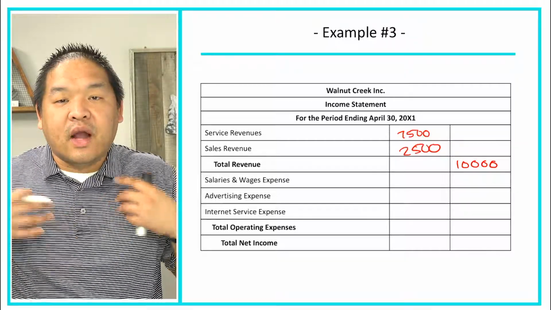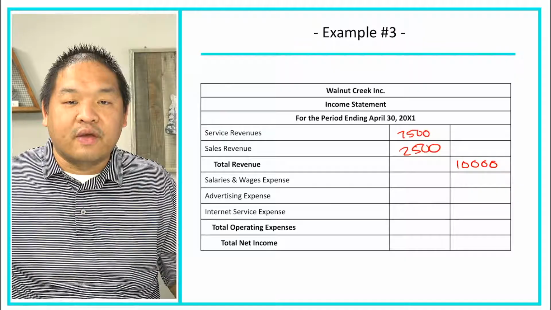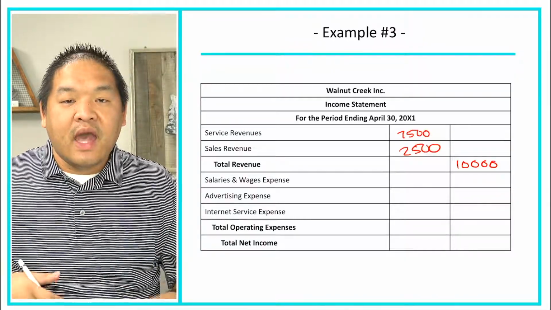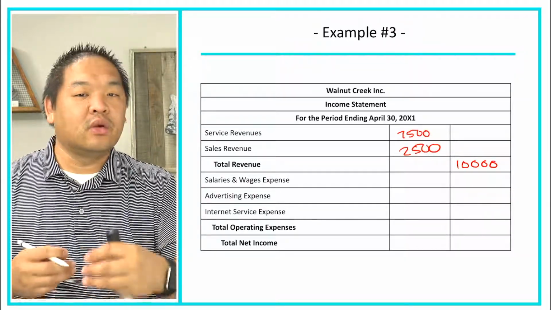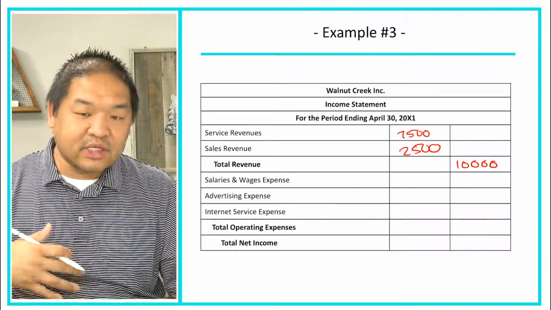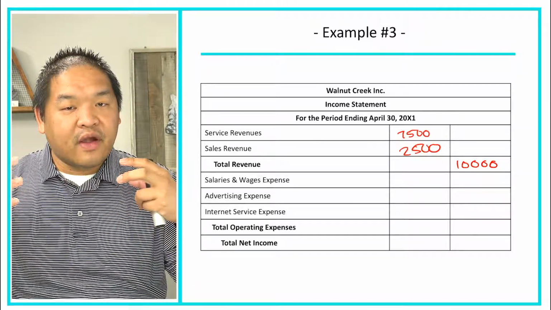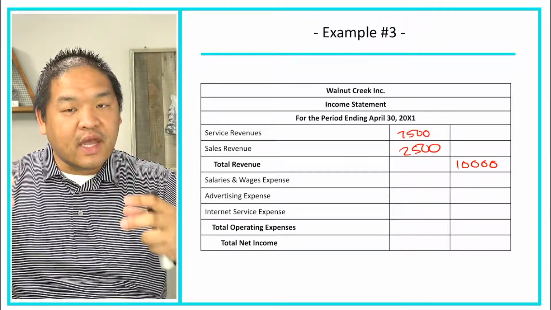Now, as an investor, I want to know what the total revenue is. Sure, the breakdown's great, but give me the total revenue because I want to know how much they're bringing in. And then from there, I can synthesize and go a little bit deeper and go, okay, of this 10,000, 7,500 was because of service, 2,500 was from sales. So again, trying to figure out what would be most useful to the end user.